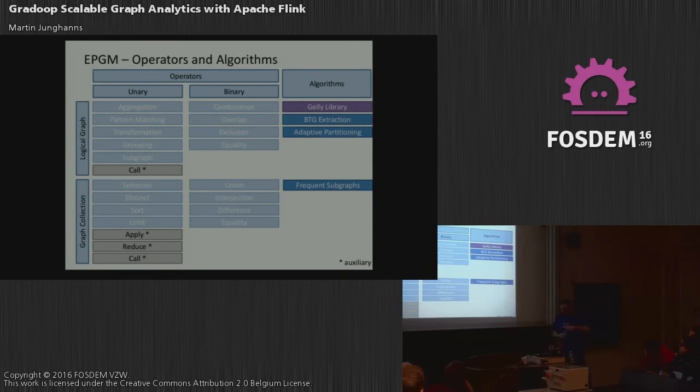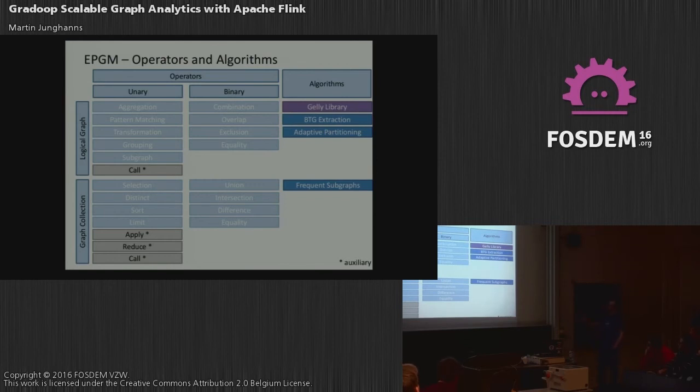So like I said before, it must be possible to apply any kind of graph algorithm in your analytical workflow, in your analytical program. For that, we have the so-called auxiliary operators. It's called call, for example. With call, you can apply an external algorithm on a logical graph or on a graph collection. For example, we can apply algorithms which are available in the Gelly library, which is a graph processing library on Apache Flink, and the result would be, for example, a logical graph or graph collection, depending on the algorithm.